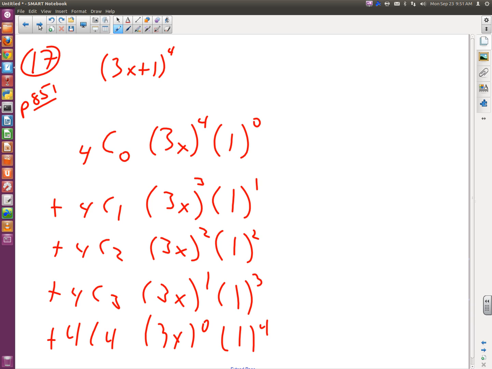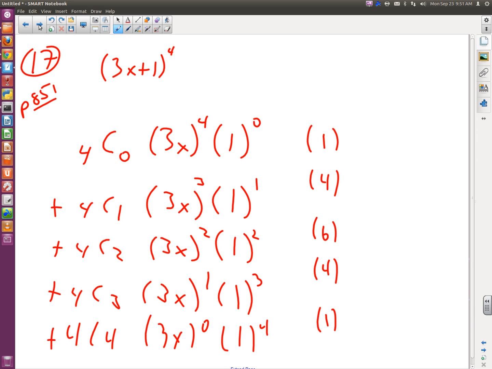What's 4c0? Well, think of it. 1, 1, 1, 2, 1, 1, 3, 3, 1, 1, 4, 6, 4, 1. Don't you know it? Now, if you don't know it, you can do the rule. 4 factorial over 0 factorial times 4 minus 0 factorial. It's got to be 1. 4 factorial over 1 factorial times 3 factorial. It's got to be 4 if you work it out. Okay, so let's do this. It's 1, 4, 6, 4, 1. You could use the rule we just wrote in Sage, or you can use a triangle.